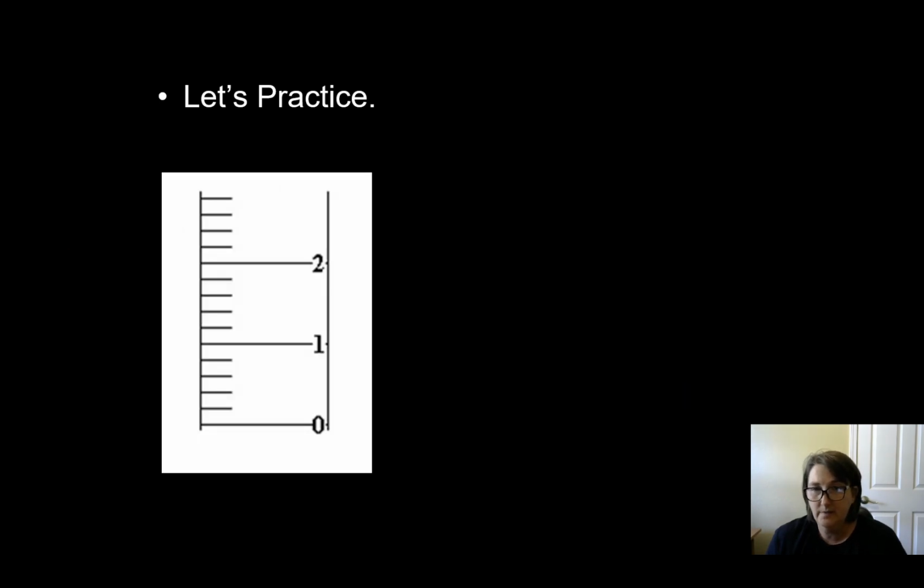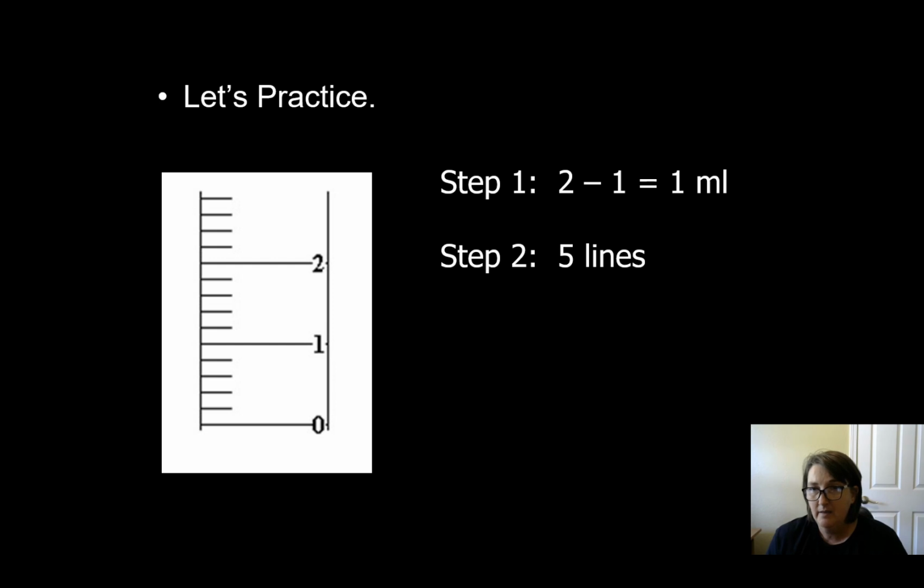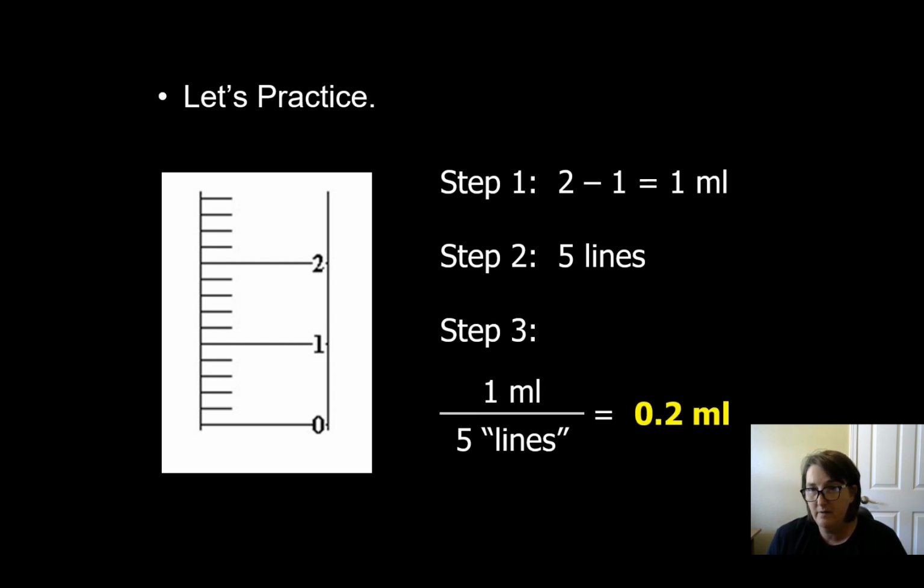Okay, practice on this one. I'm going to subtract 2 and 1. That gives me 1 milliliter. I'm going to count my lines. That gives me 5 lines. So 1 divided by 5 is 0.2. So that means this is 1. This is going to be 1.2, 1.4, 1.6, 1.8, 2.0. So each of these goes up by 0.2.